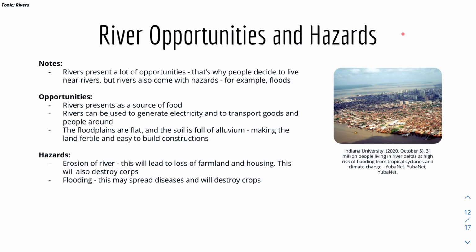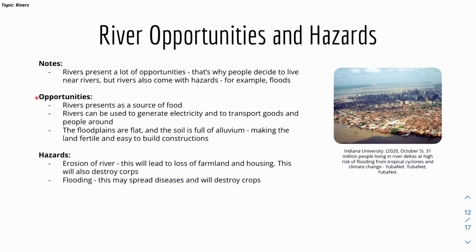Then we have river opportunities and hazards. So here are some notes. Rivers present a lot of opportunities, and that's why people decide to live near or close to the river. But there are also lots of hazards associated with it, for example, erosion and flooding.